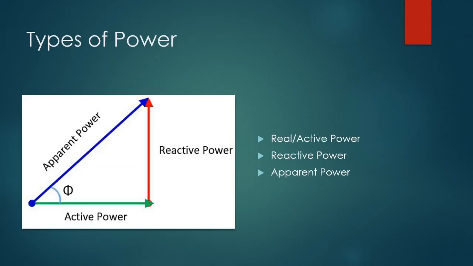Now, the different types of power. So, real or active power. Well, real power is the power which is actually consumed or used by the load in an AC circuit. The energy is converted from electrical energy into another form of energy that cannot be reused by the electrical system.